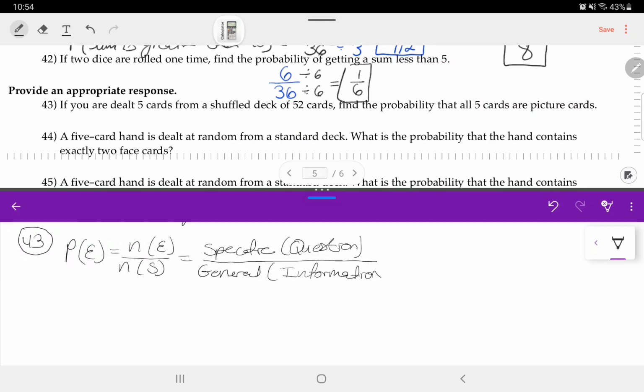For example, looking at this question, I'm going to look for my sample space first. It says we are dealt 5 cards from a well-shuffled deck of 52 cards. You're dealt 5 cards from 52. That is my general information, so this right here will consist of my sample space. What are we trying to find? What specifically are we looking for? We're specifically looking for that all 5 are picture cards.